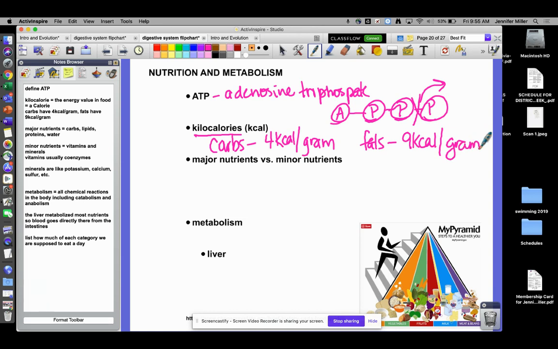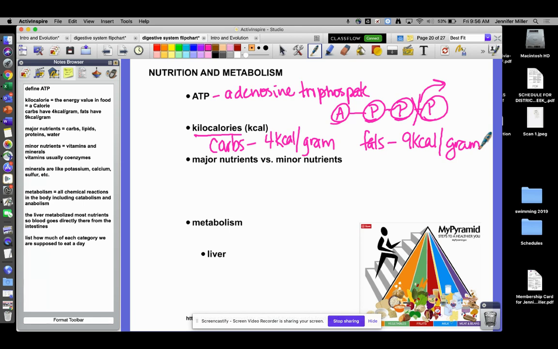So we can get more energy out of fats than carbohydrates, but carbohydrates are smaller, so they're easier to break down. So we use carbs first, but we can use fats if needed, and they're going to provide more energy, but they're harder to break down, so it takes more to do it. Obviously, that's why we record calories on the foods that we eat. It tells us how much energy is available.